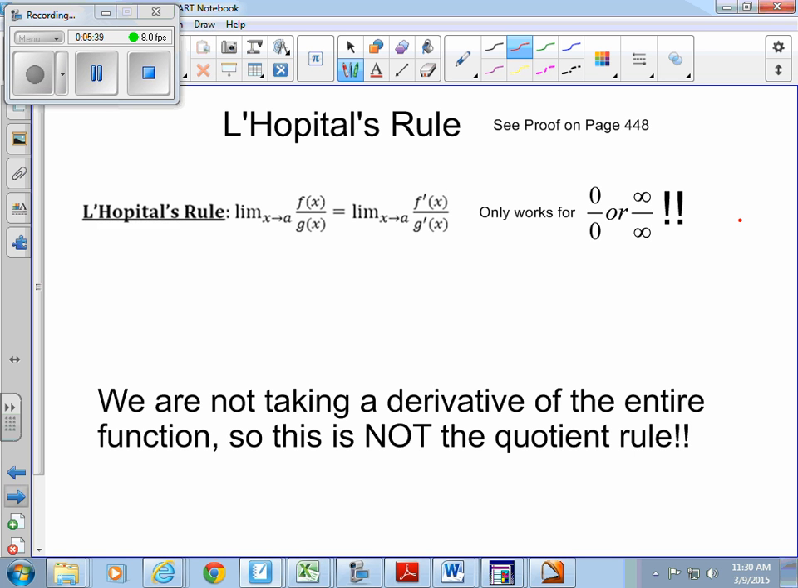We are not doing a derivative of the function, so we will not be using the quotient rule. This is just a trick. So we're just going to do the derivative of the top and the derivative of the bottom, not the quotient rule, and then do the limit again. That's called L'Hopital's rule. So, let's revisit the bell ringer.